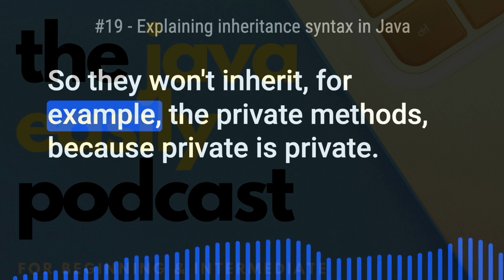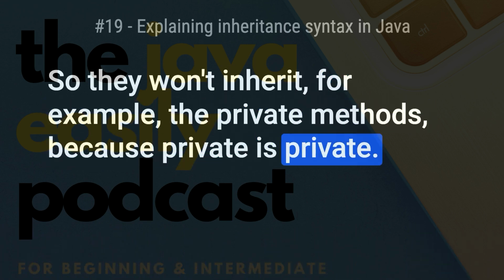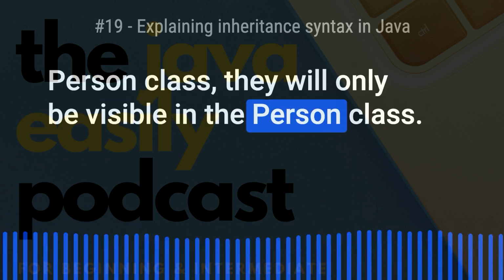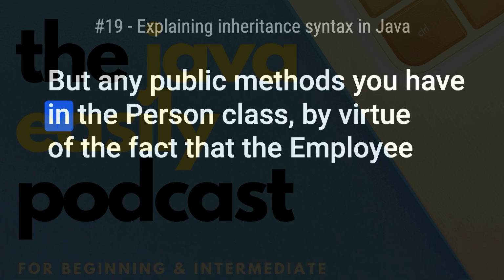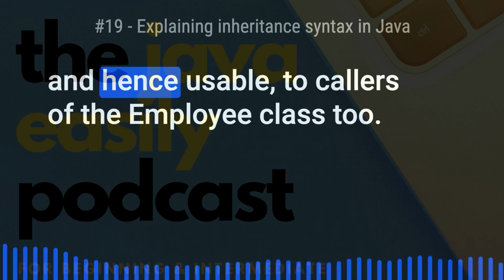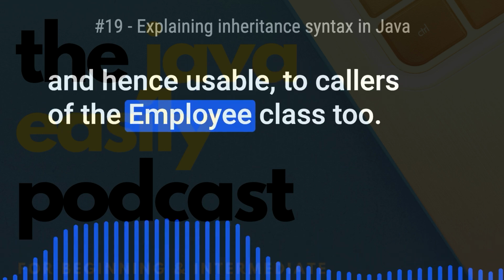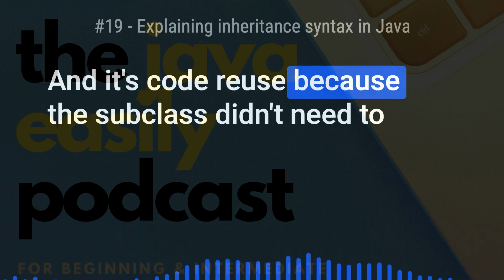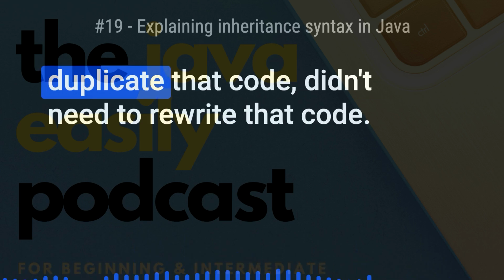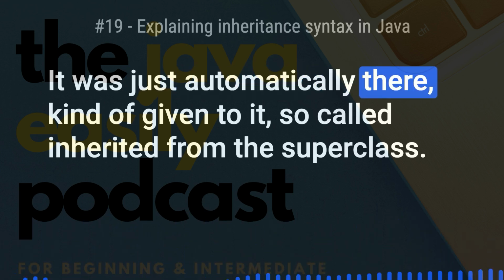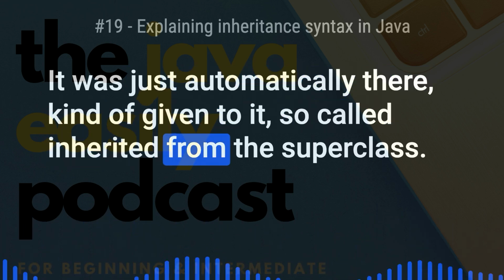So they won't inherit, for example, the private methods because private is private, right? So if you have any private methods in the person class, they will only be visible in the person class. But any public methods you have in the person class, by virtue of the fact that the employee class extends this person class, will also be visible and hence usable to callers of the employee class too. And this is this notion of code reuse. It's code reuse because the subclass didn't need to duplicate that code, didn't need to rewrite that code. It was just automatically there, kind of given to it, so-called inherited from the superclass.